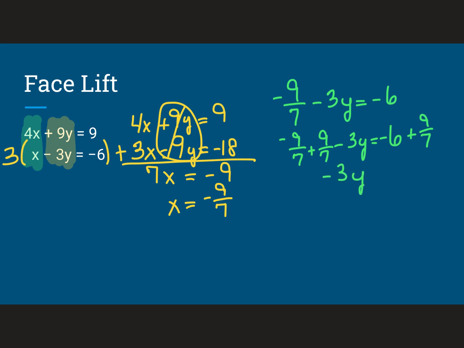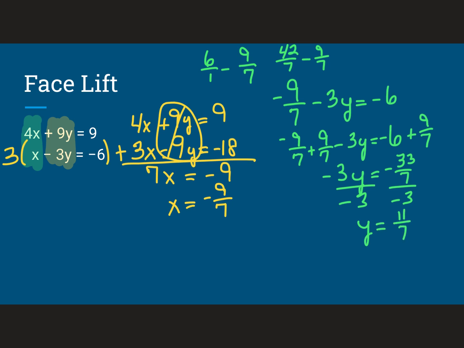My scratch work for this, I'm going to be subtracting because I've got negative 6. So 6 over 1 minus 9 over 7 becomes, I want 7, 42 over 7 minus 9 over 7. 42 minus 9 gives me 33. So I have negative 33 over 7. You divide both sides by negative 3. I get y equals 11 over 7.